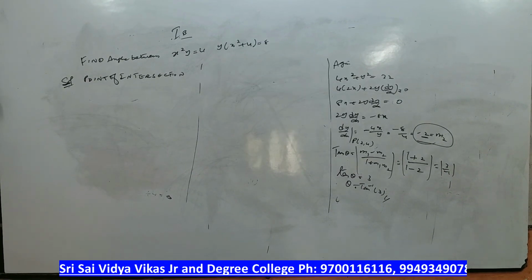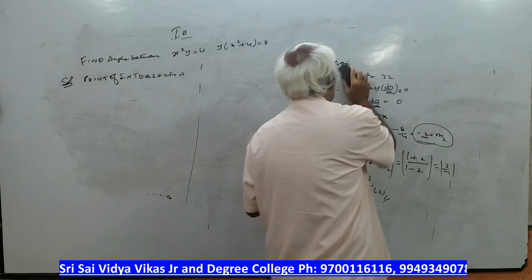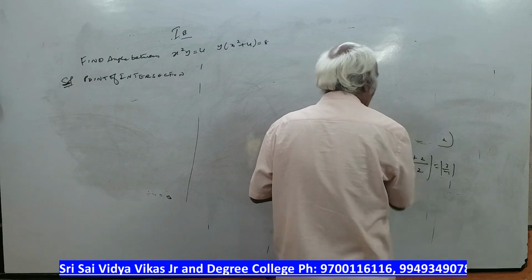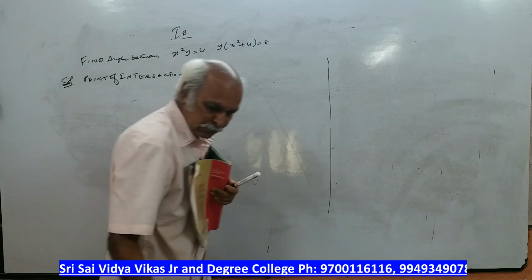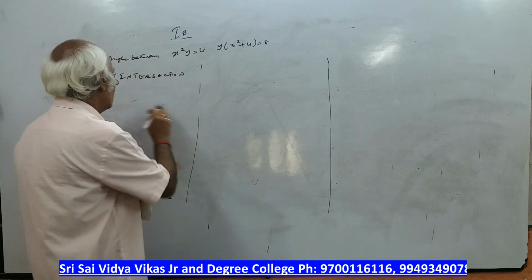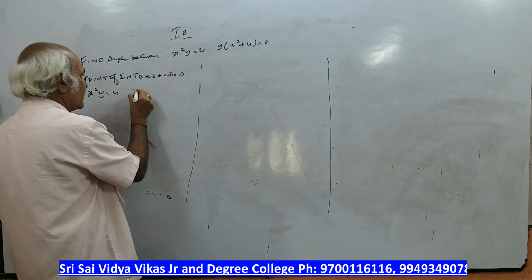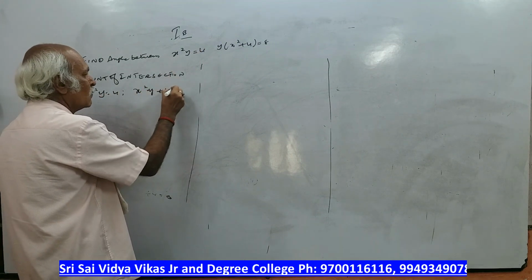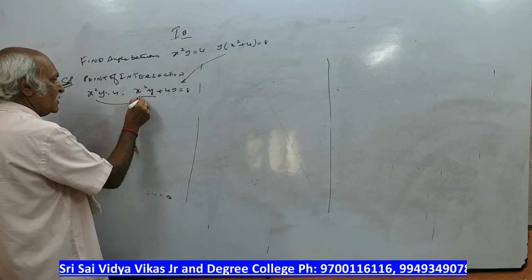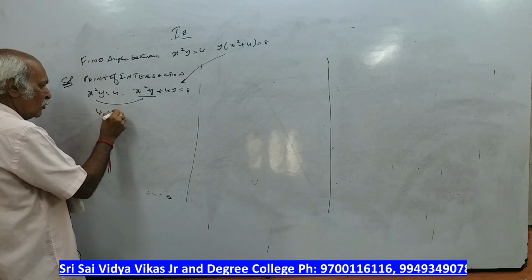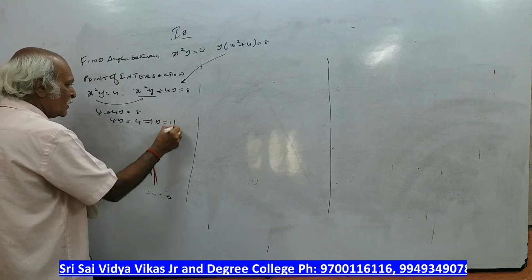Next problem. Look at this problem. We have to find the point of intersection. x square y is equal to 4. Open the bracket. So what I have done, I have opened the bracket. The x square y value we can directly put, sir. So what will happen? 4 plus 4y is equal to 8. 4y is equal to 4. y is equal to 1.